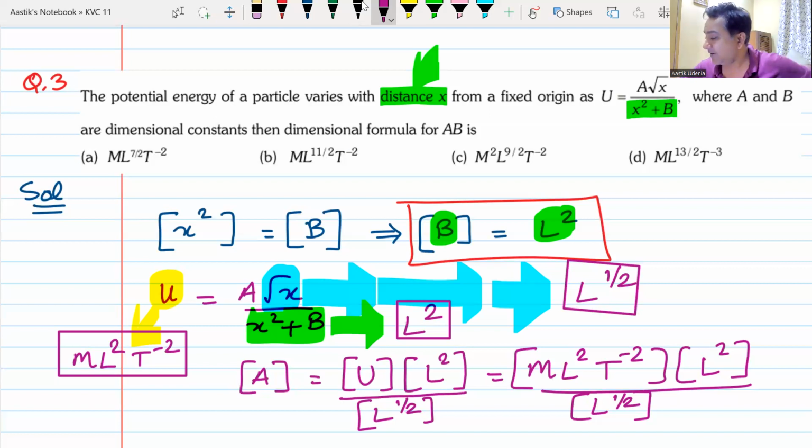So M and T minus 2 do not have a problem. You will easily get it. It is L square into L square divided by L raised to the power half. I know that you are good enough to solve this, and you will get the value of the coefficient of L. What will be the answer, my dear friends? Again, I'll give you one more chance.